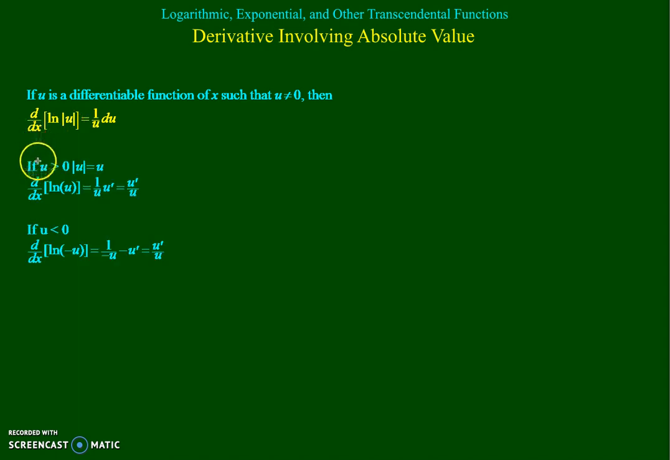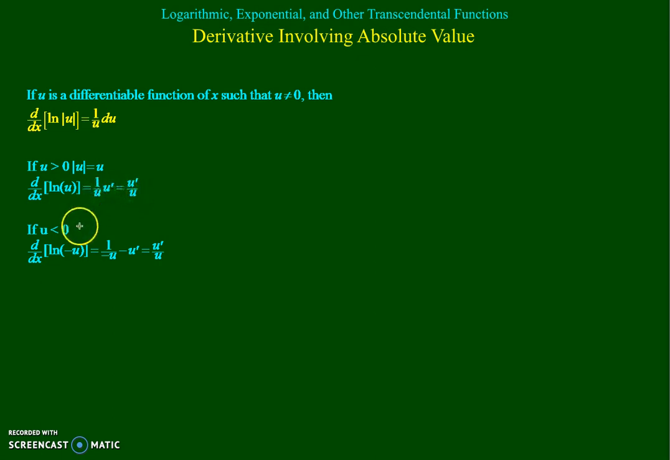Let's start by looking at the positive case. If u is greater than 0, then the absolute value of u is just u. And so we replace that in our original function, and the derivative of the natural log of u is simply 1 over u times u prime, or 1 over u du. And that gives us u prime over u.